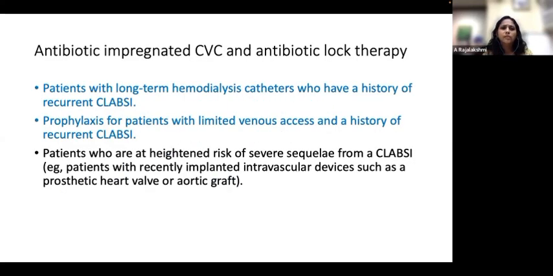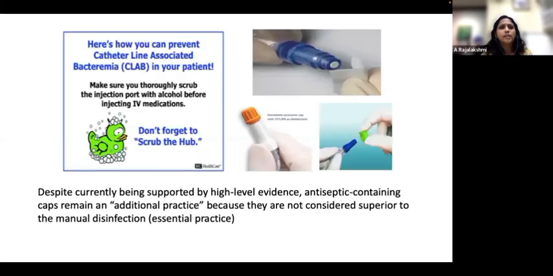So let us take a look at what this is. There's something called antibiotic impregnated. I'll just talk about this first. That is antibiotic impregnated CVC and antibiotic lock therapy. Patients with long-term hemodialysis catheter who have a history of recurrent CLABSI, and prophylaxis for patients with limited venous access and a history of recurrent CLABSI. In all these patients who are at highest risk of sequelae of CLABSI, like they have a cardiac device which can get infected and can lead to endocarditis or a lead related infection. All those patients you can think about antibiotic impregnated catheters or antibiotic lock therapy.